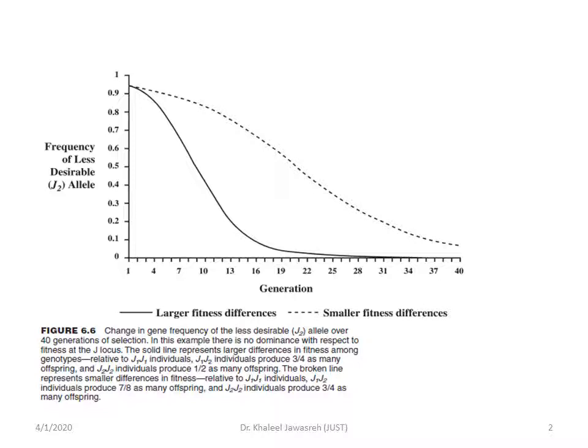Fitness trait means the survivability, as we defined previously. The broken line here is the favorable one, and you see that the survivability is very high. And since the survivability is high, the decline will be much lower than the other one.